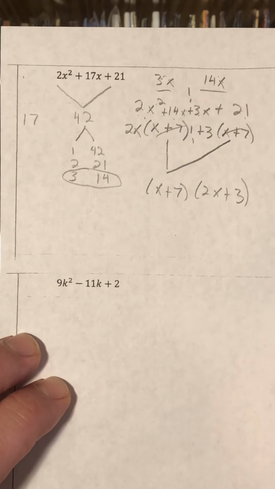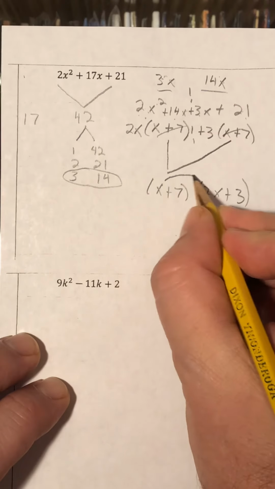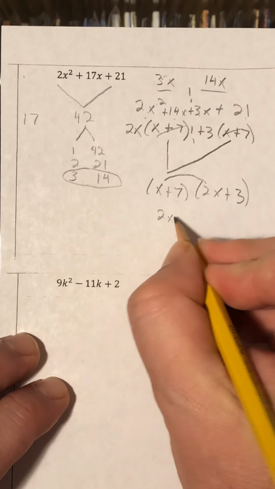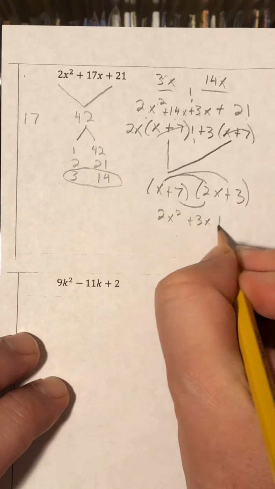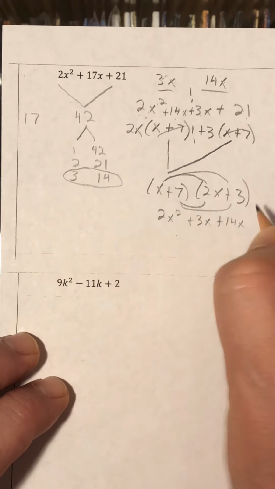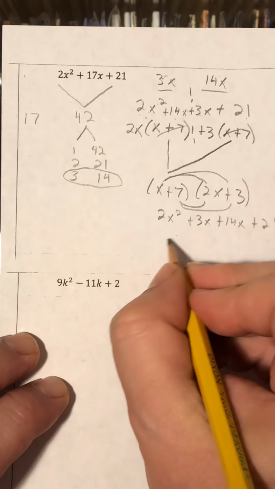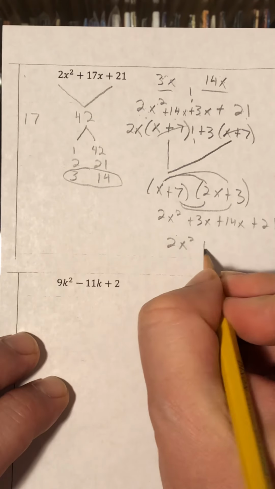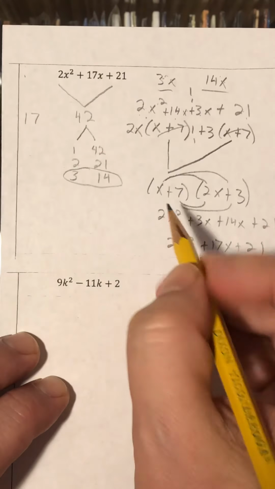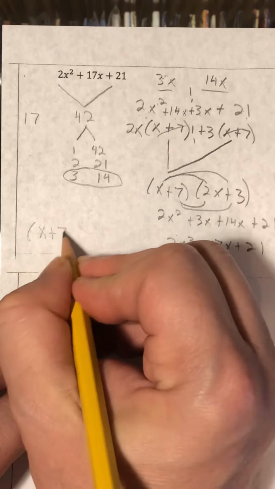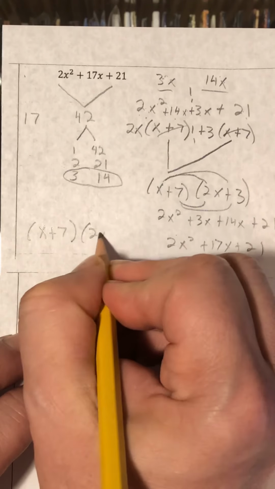All right? Now, if you want to check your answer, you can always distribute or FOIL, whichever one you prefer to call it. So 2x squared plus 3x plus 14x plus 21. And when we simplify and combine our like terms, we get what we started with. So that would be the factored form right there: x plus 7 times 2x plus 3.